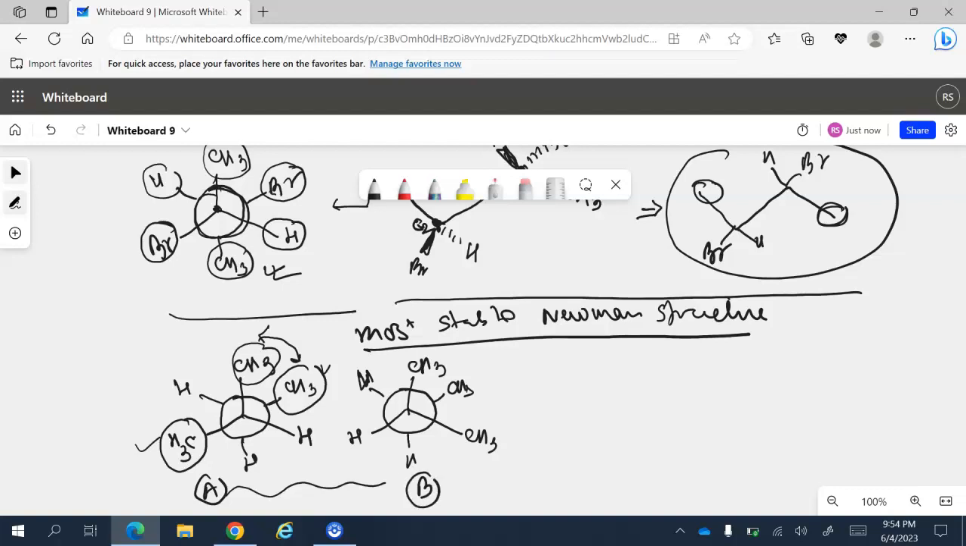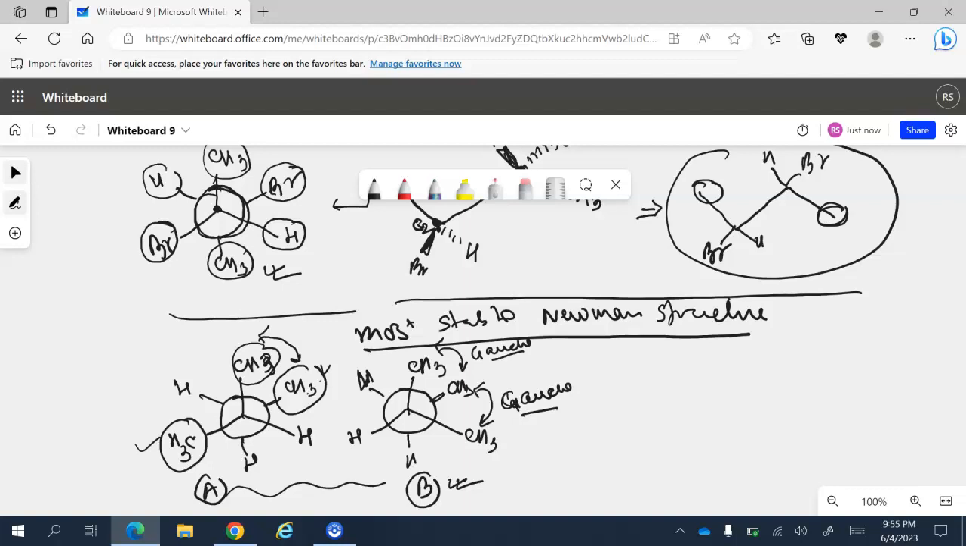Whereas in structure number B, as we can see, these two CH3 groups are also in gauche orientation. They have some steric hindrance. Likewise, these two CH3 groups are also gauche. This is also gauche. This is also gauche. There are two, or we can say three, CH3 groups showing some gauche interaction. That makes structure number B less stable compared to structure number A, in which these two CH3 groups are gauche, but the CH3 and CH3 are in anti position.